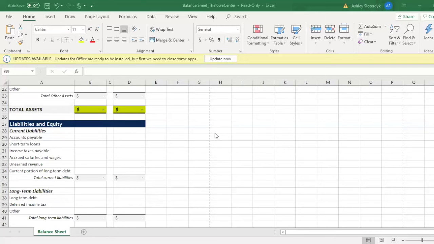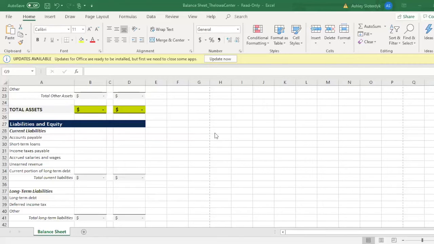Unearned revenue is revenue for things that you have yet to get paid for. So it's a liability. It's something you have earned, but you've not provided the product yet. And then you have your current portion of long-term debt. That's this year's portion of your long-term debt. For example, a mortgage or a 5-year car loan or a 10-year equipment loan, things of that nature. Those are all your current liabilities.